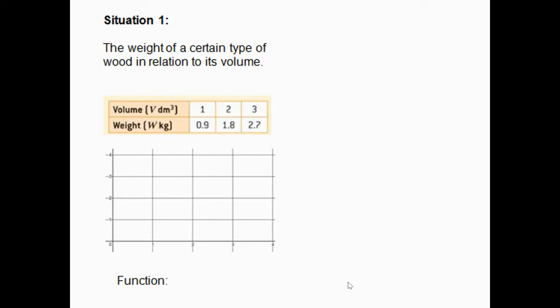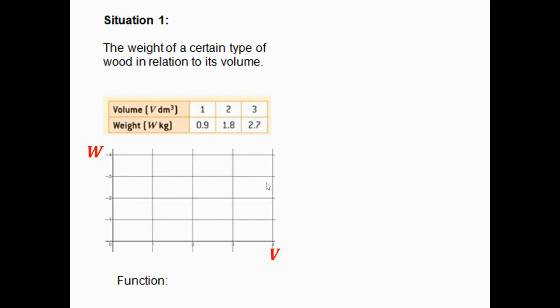Okay, let's look at the next problem. So we have some situations here. They're all going to be direct variation, and I want you to create the model for each one. Here's the first one. The weight of a certain type of wood in relation to its volume. So weight based on volume. That means weight is going to go here. Volume is going to go here. Weight based on volume. All right, looking at just the values you're given. If you plotted them, if you had to find the slope, what would it be?